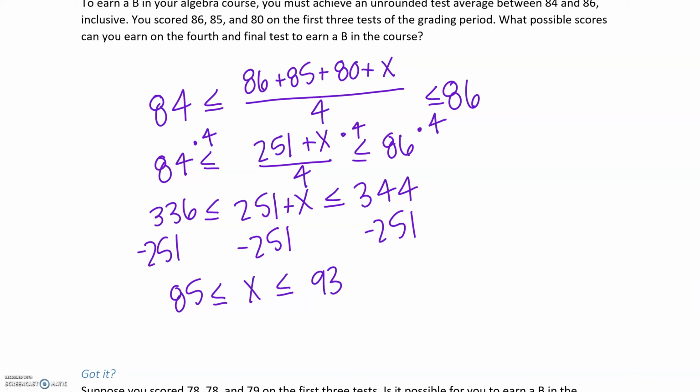So that means that you can get between an 85 and a 93 inclusively on your last test to get a B in the course. Okay?